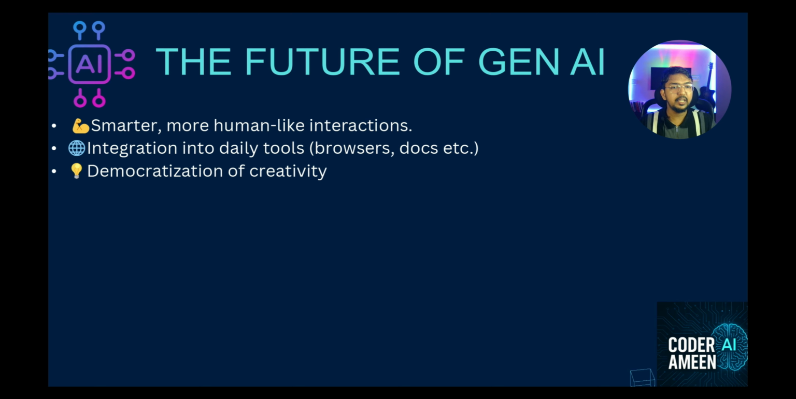Next, we have integration into daily tools. If you want to do any day-to-day task with the help of a Google extension or any kind of tools, it has been very helpful, right? Democratization of creativity. Assume that you want to create a product. For that product, assume that no ChatGPT or no kind of generative AI exists.